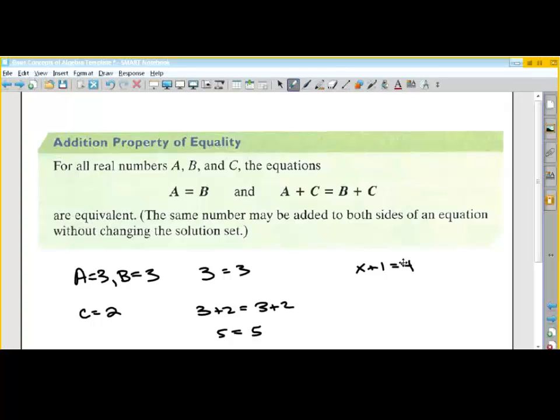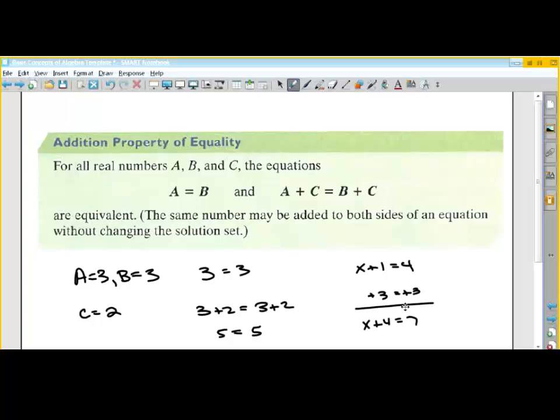When you deal with a variable like x plus 1 is equal to 4, what we're saying is if you add the same number to both sides and the equation becomes x plus 4 is equal to 7, the solution for this equation is the same as the solution for the original equation. You can see if I put x equals 3, 3 plus 1 is 4. If I put 3 here, I'll get 3 plus 4 is 7. So the equality still holds.